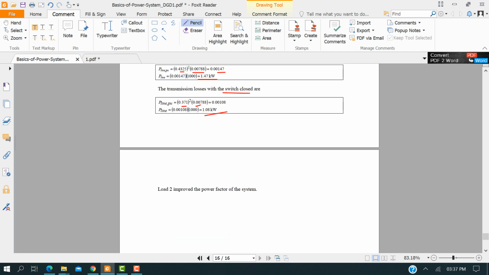So you see that load 2, the capacitive load, definitely improves the power system, because power system improvement can be done by adding a capacitor in parallel. Also there are two other ways: adding a synchronous condenser, and the synchronous motor in the overexcited condition. So the basic point is that if we add the capacitive load in parallel with the inductive load, then the power factor will definitely improve.